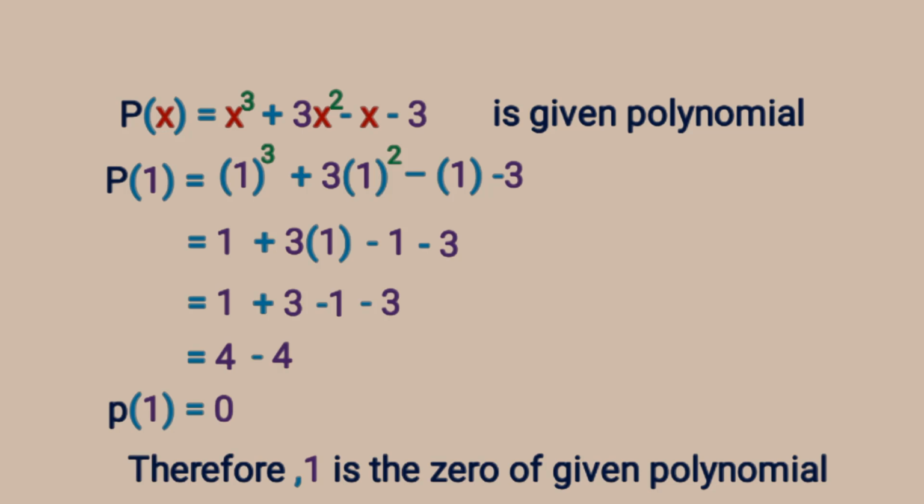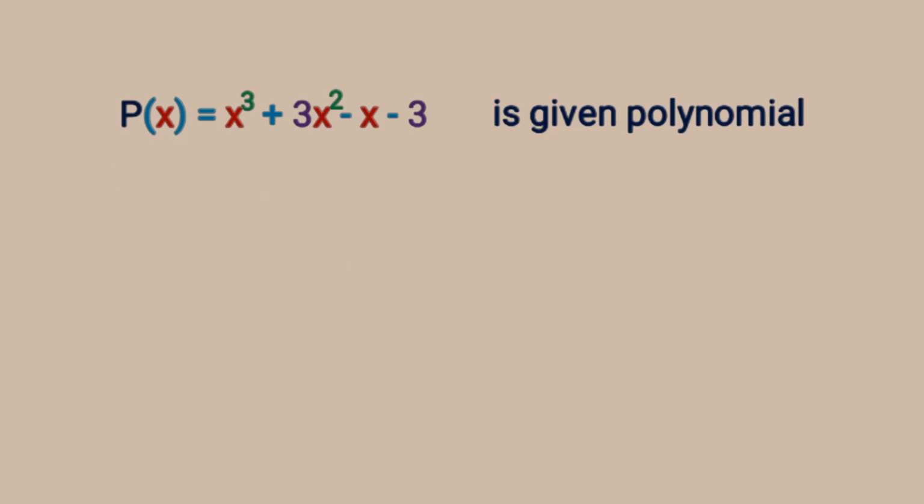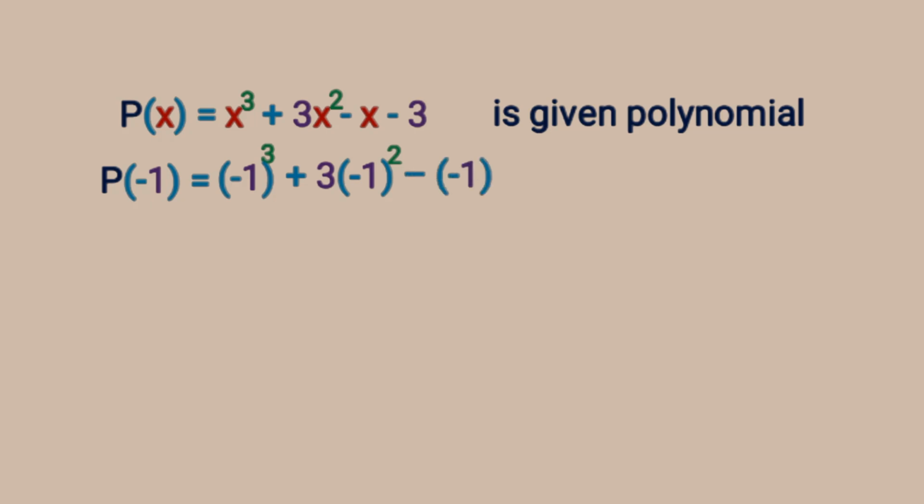Now similarly, let us substitute the next given value, that is minus 1. So by substituting minus 1 in the place of x, we get minus 1 whole power 3 plus 3 into minus 1 whole power 2 minus minus 1 minus 3. Now if we simplify this, we get minus 1 power 3 equals minus 1, and plus 3 into minus 1 square, which equals plus 1. So we get 3 into 1, and next we have minus into minus 1, which becomes plus 1, and minus 3.